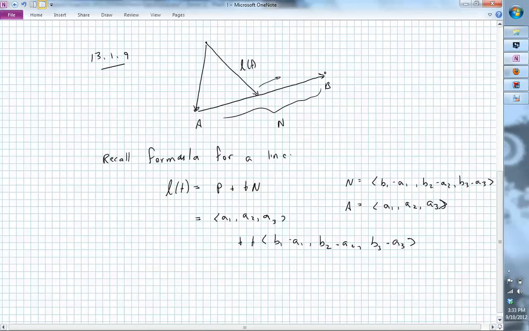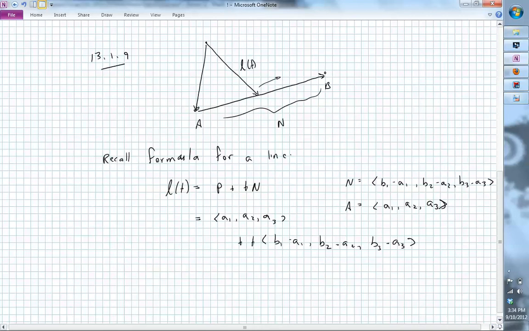If t is 0, where are you? A. And if t is 1, a convenient thing happens, right? All the minus a's cancel with the a's on the other side, and you're left with exactly B. Okay.